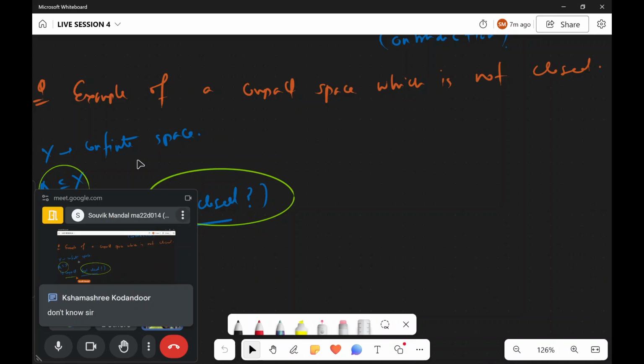First of all, if you choose any arbitrary subspace with cofinite topology, it will be compact. So there is no doubt in it. So you need to find some subspace which is not closed. Correct. So in cofinite topology, what are the open sets?